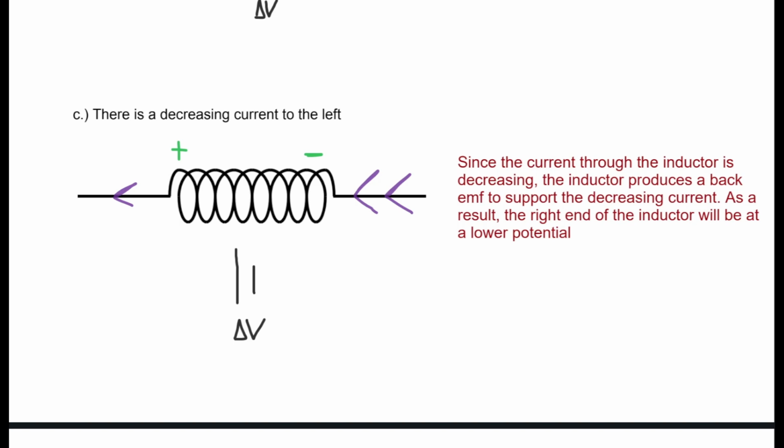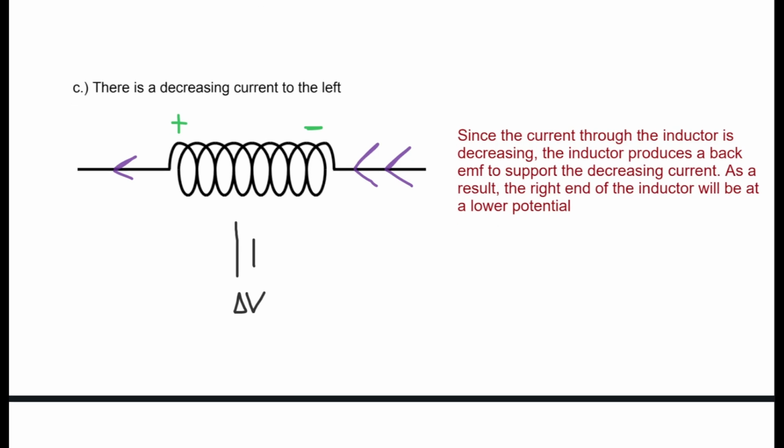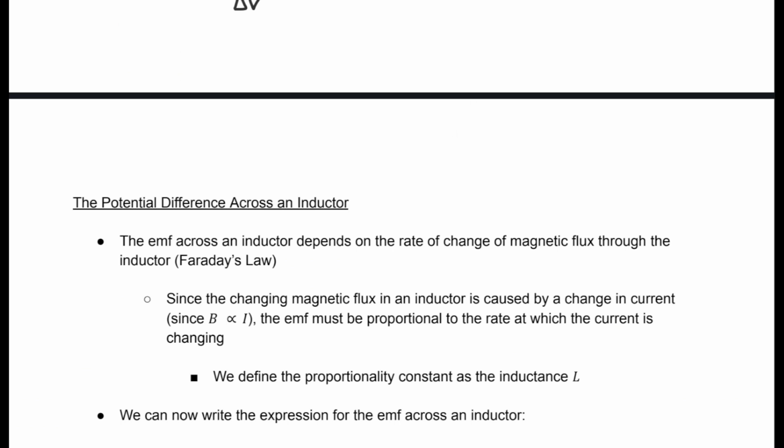So since the current through the inductor is decreasing, the inductor produces a back EMF to support the decreasing current. As a result, the right end is at lower potential. So now we can do this quantitatively.